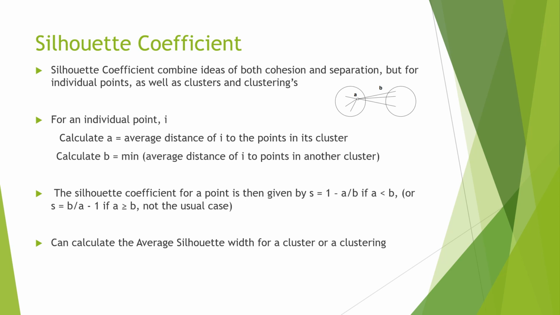The Silhouette quotient combines ideas of both cohesion and separation, but for individual points as well as clusters and clusterings. For an individual point i, for example, you can see the figure that is given. Calculate a, the average distance of i to the points in its cluster, and calculate b, the minimum of the average distance of i to points in other clusters. The Silhouette quotient for a point is given by s = 1 - a/b if a is less than b. It is typically between 0 and 1, and the closer to 1, the better. It can be calculated as the average Silhouette width for a cluster or a clustering.